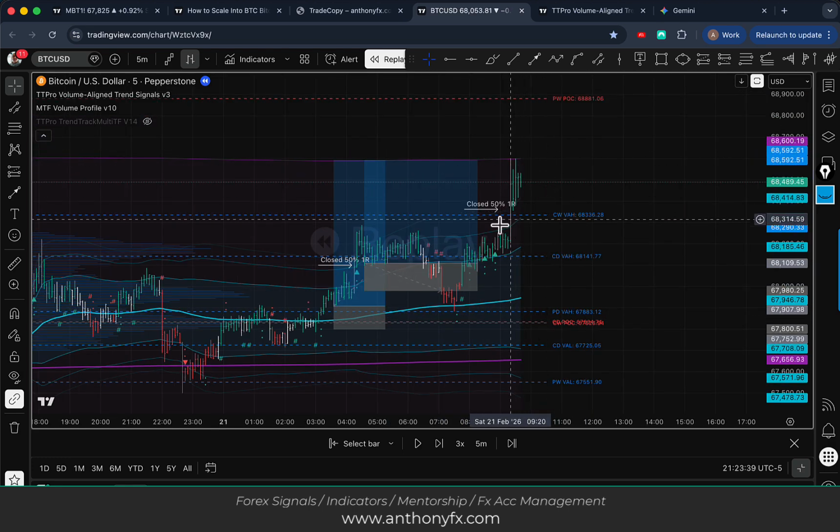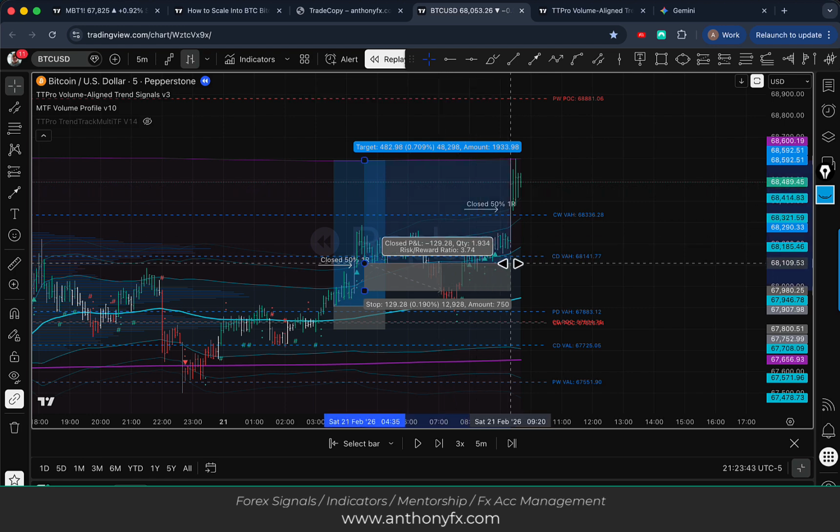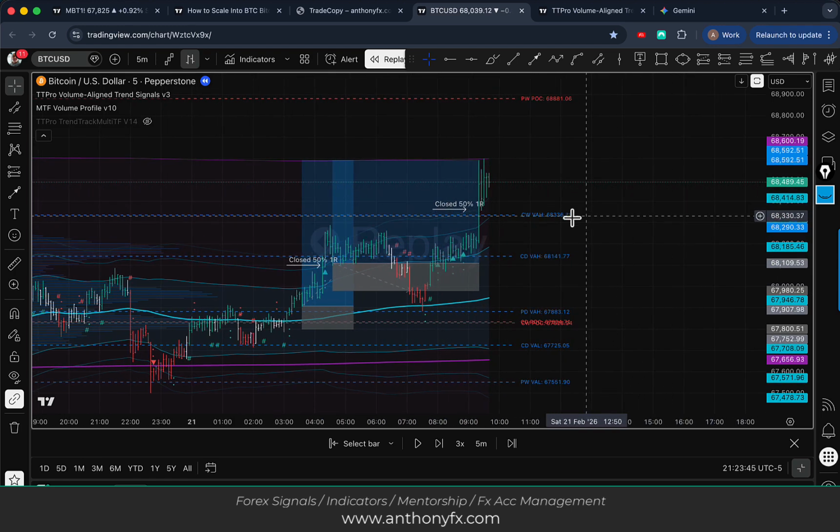And we're looking for another entry pretty much. Okay, so we've closed 50% of that position. It's now overextended. We want to pull back down into VWAP.